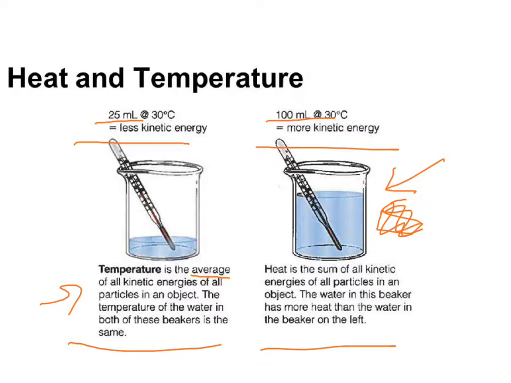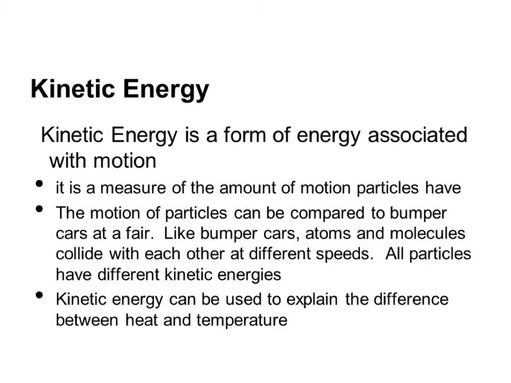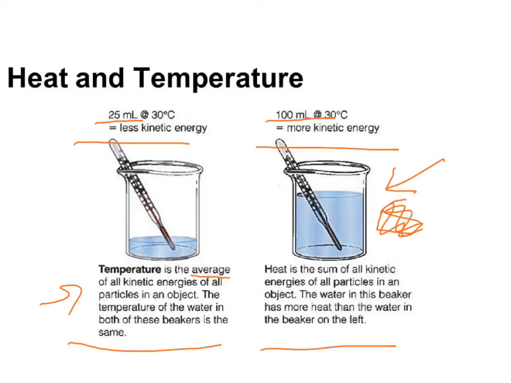Again, if we go back a slide, kinetic energy is a form of energy associated with motion. It's the measure of the amount of motion particles have. If we look here again at this one, we have more water within this beaker, so we're going to have more kinetic energy. So heat is the sum of all kinetic energies, whereas temperature is the average, and we're going to have less kinetic energy because we have less water. So there are just some terms to deal with today about heat.